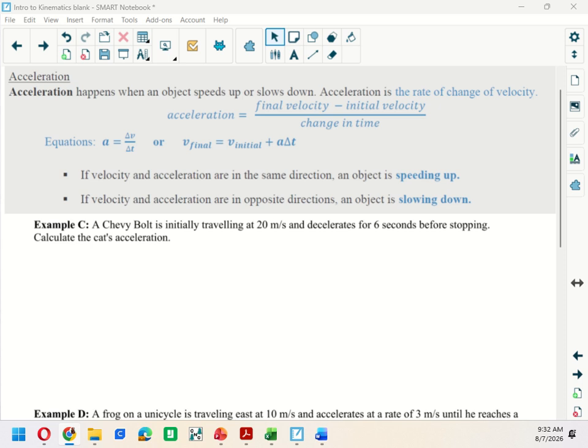What do we know? Initial velocity, right? What is my initial velocity? 20 meters per second. There is a second velocity there. What is my second velocity? No, that's time.